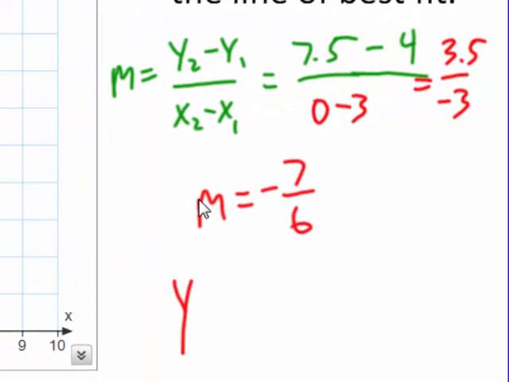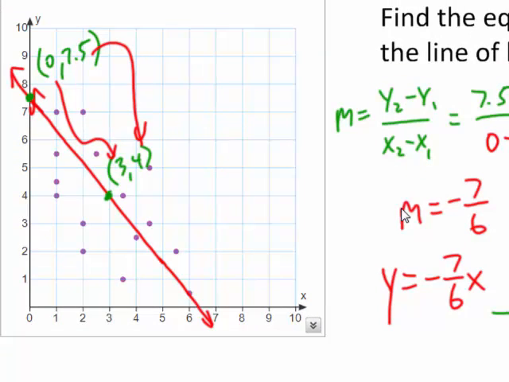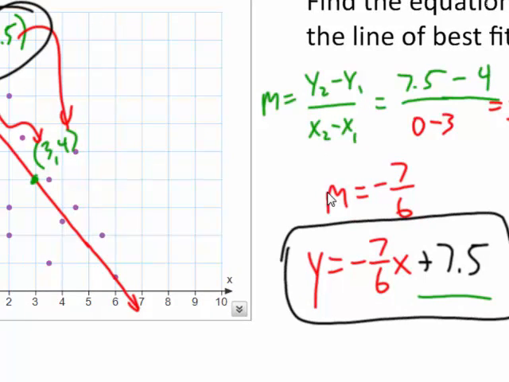So I like that. Remember, put that right into your slope-intercept form, but we need to find what the y-intercept is going to be. And I got a negative slope. That should make sense, right? My slope is negative. Well, didn't I just find the y-intercept? Yeah, right here. It says 7.5, so plus 7.5. And then I'm done. There's my equation, y equals negative 7/6x plus 7.5.